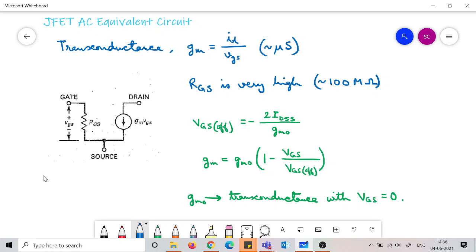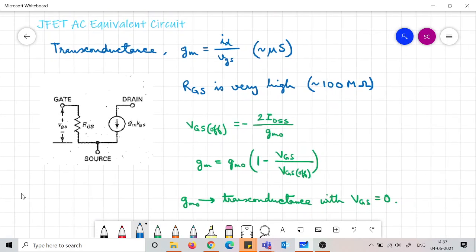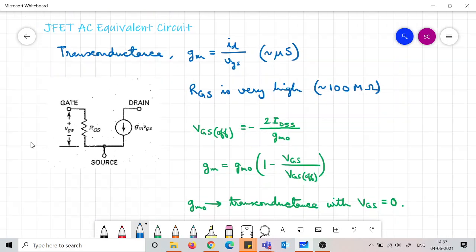So these amplifiers will be taken up. We will take it up in the next week. So I will end the class here.